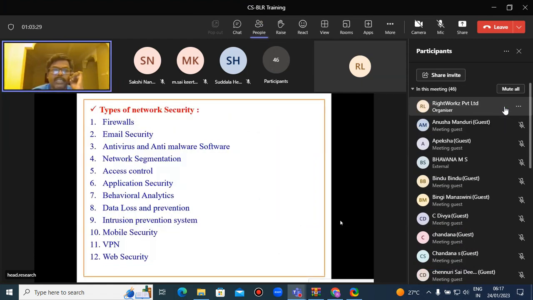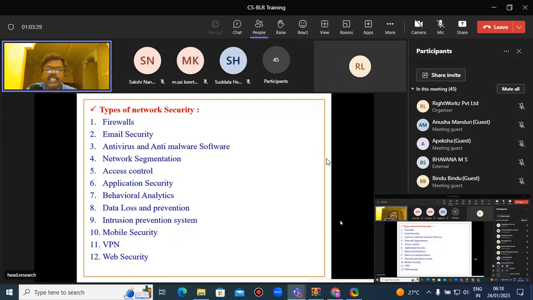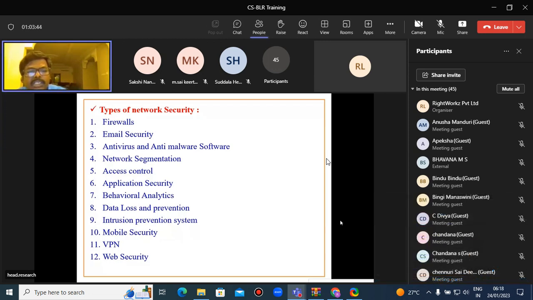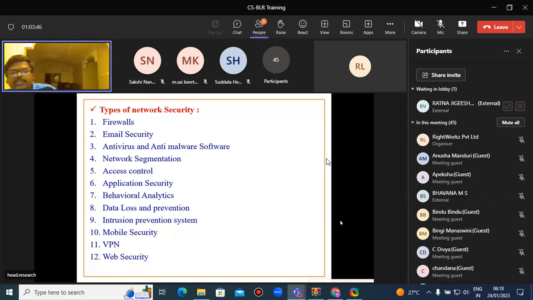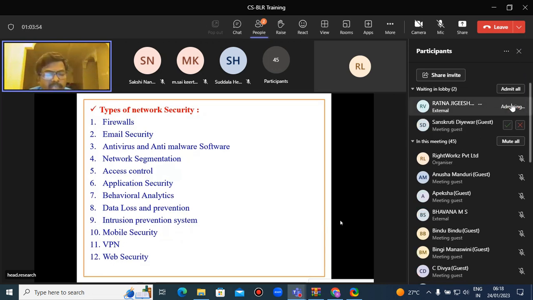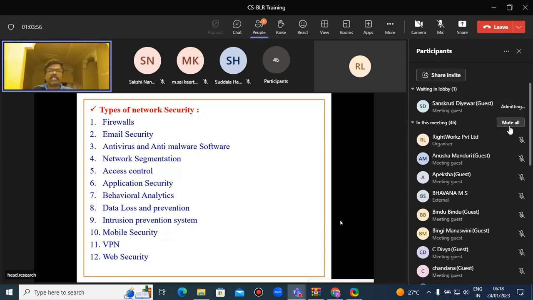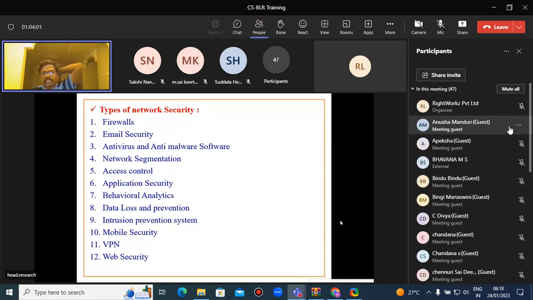These are the types of network security I have explained. Firewall: a network level software to protect the data in the local area network, wide area network, metropolitan area network. Then email security: we are providing security for the email. Antivirus and anti-malware software: antivirus is software to protect the data from the system or server or data center. Anti-malware software protects the data from malicious attacks.